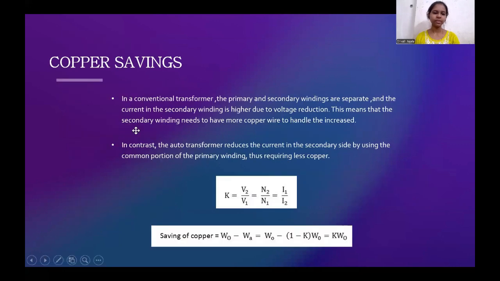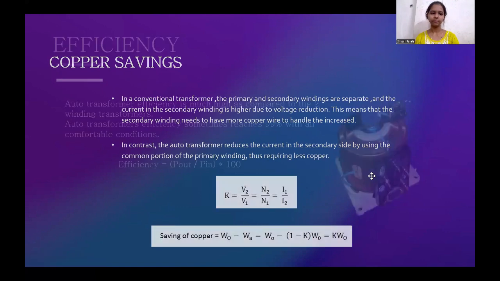Copper savings. Generally, in a conventional transformer, we use two windings around the core. As we can see here, in the auto transformer, there is only one winding present, such that less copper is required. Here, transformation ratio is the turns of the secondary by turns of the primary, or secondary voltage by primary voltage. Saving of copper can be defined as the amount of copper used in the conventional transformer minus the amount of copper used in the auto transformer. That is transformation ratio times the amount of copper used in the general transformer.